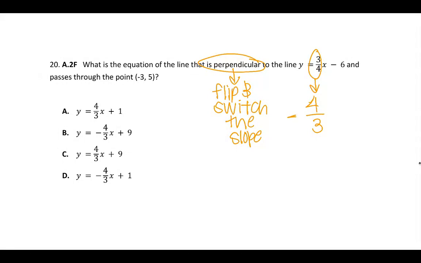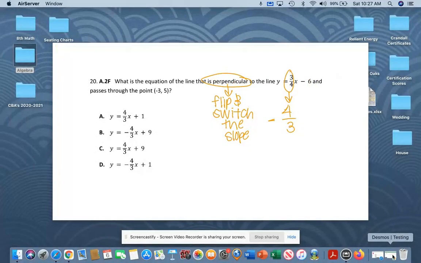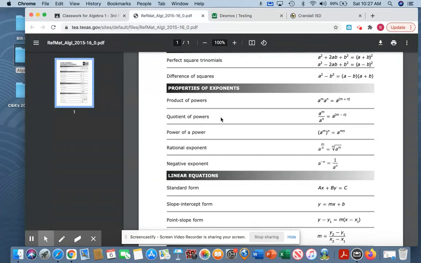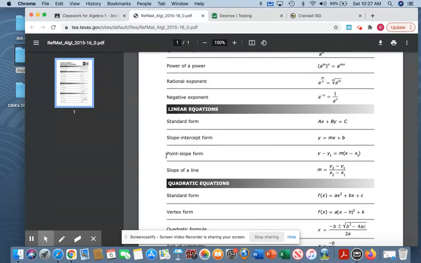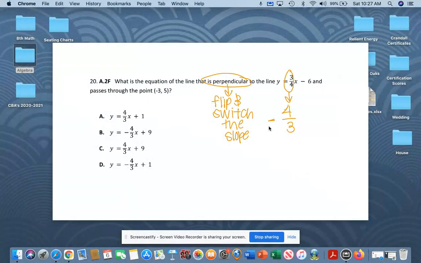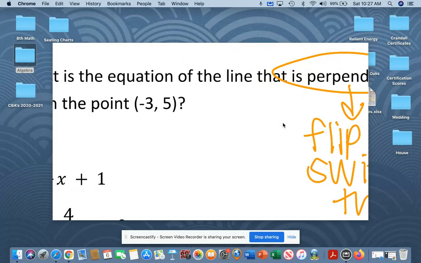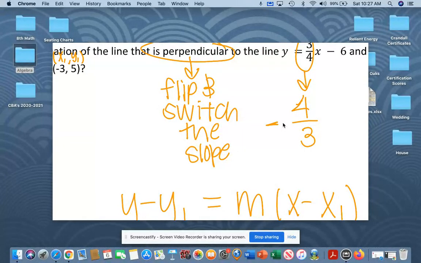So that's our slope. We are going to use the formula y minus y1 equals m times x minus x1. That is called point slope form. I'm given a point and I'm given a slope. It's right here again. It's on your formula chart. Point slope. There's my point. There's my slope. So again, that was y minus y1 equals m x minus x1. Here is my x1, and then here is my y1, and then this is my m.